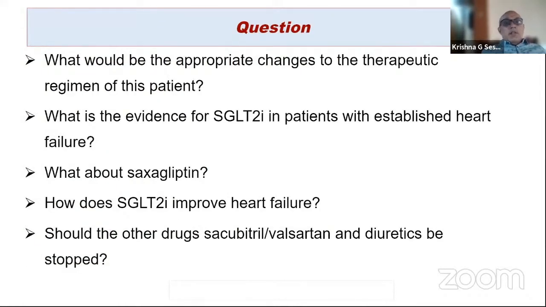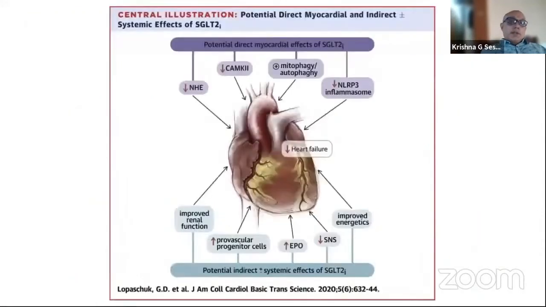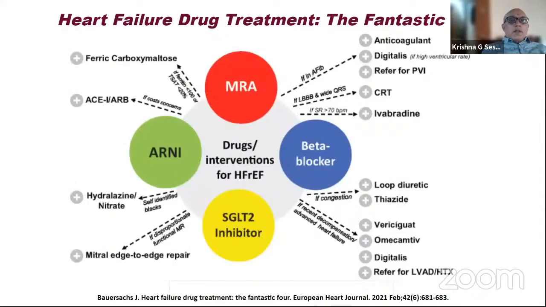But what are the things that you would do? Clearly, many of us will tell you, stop the saxagliptin. But what about the other drugs? So the SAVOR-TIMI trial clearly showed that in patients on saxagliptin, there was a slight increase in hospitalization for heart failure. And the FDA's advisory, not a black box warning, but an advisory about heart failure for all of these drugs, right? So we know that there are drugs today.